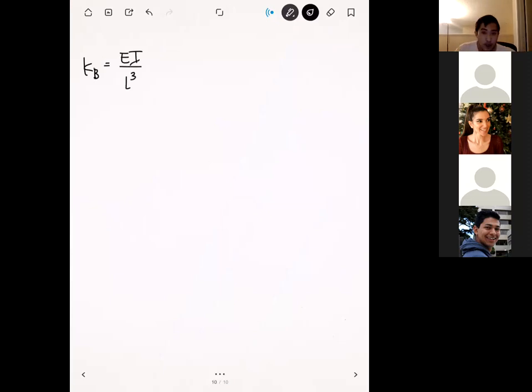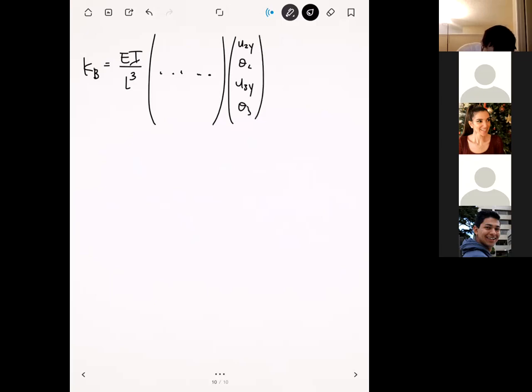For Kb we have EI over L cubed, and once again we have all the tedious stuff. It's going to be acting on nodes 2 and 3, so we have u2y, theta 2, u3y, and theta 3. And now we have the spring, which is going to be Kc. For the spring, we can write this out because it's just a 2 by 2. Remember, for a spring, our element stiffness matrix is just K, minus K, minus K, and K.